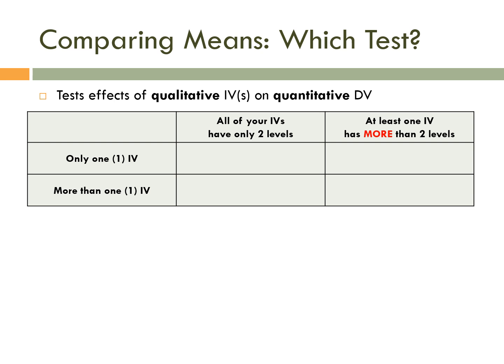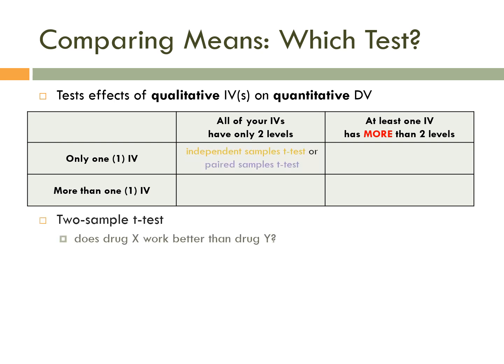Let's say we have only one independent variable, so it is a one-way analysis, and all of our independent variables have only two levels. In this case, you would run a two samples t-test, and those can be either an independent samples t-test when there is independence, or the paired samples t-test when there is non-independence between them. So independent samples is a between subjects analysis, whereas a paired samples is a within subjects analysis.